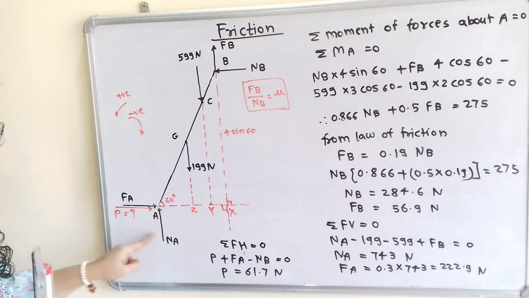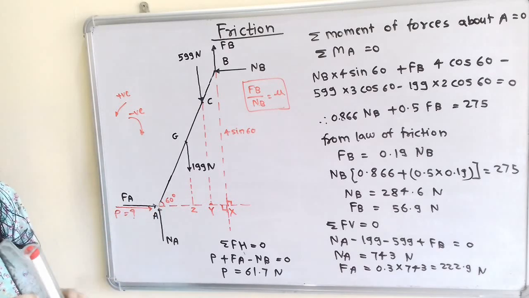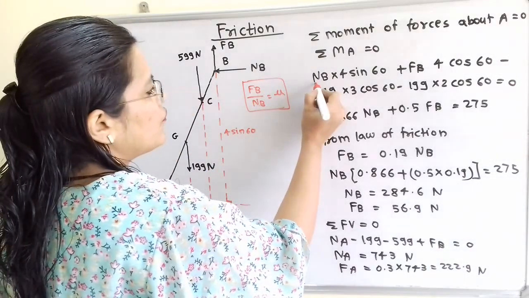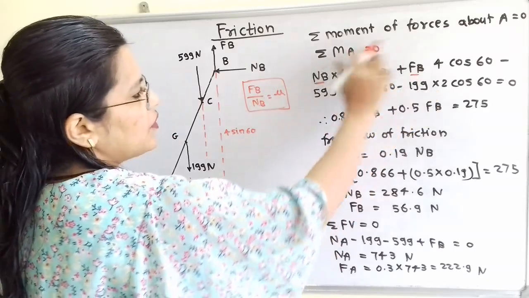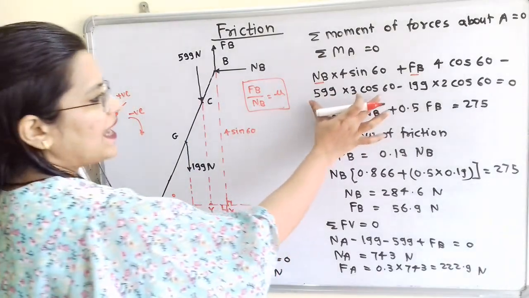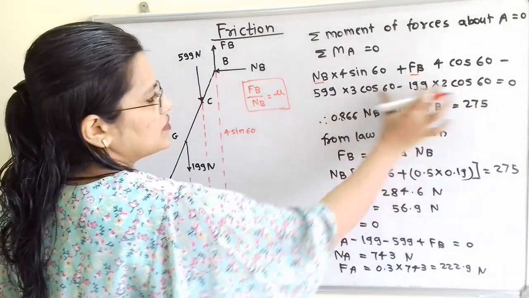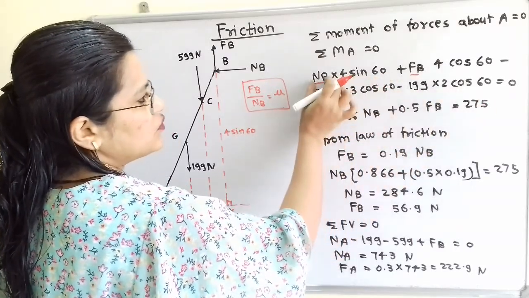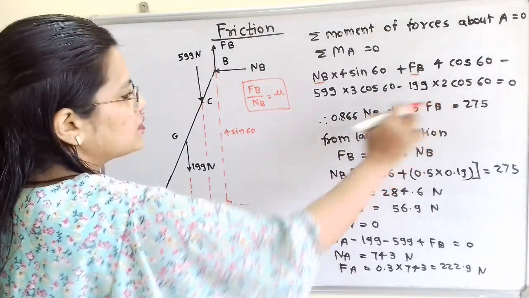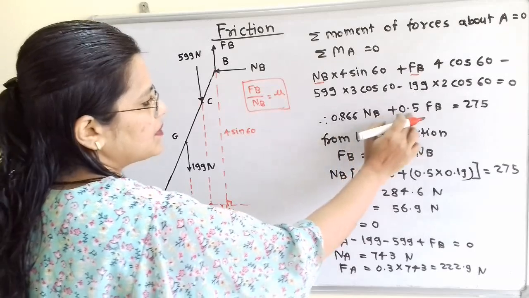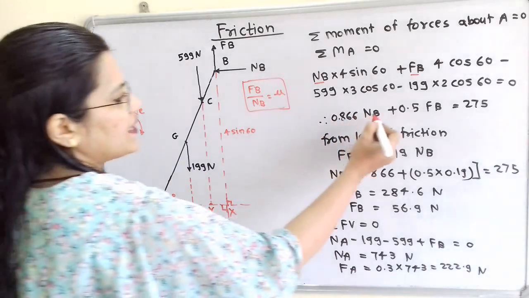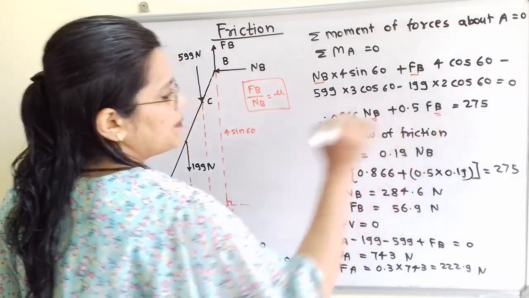Now all these forces about point A are equal to 0. So no need to mention this, and it is equal to 0. Now if we observe, here are only two unknown forces, FB as well as NB. Now if we solve this, we have to simplify this. We have to calculate these known terms, that is the constant terms, and we have to calculate the coefficients of FB as well as NB. So the final solution is 0.866 NB plus 0.5 FB is equal to 275. So this is the relation that we get for these two unknown terms FB and NB.